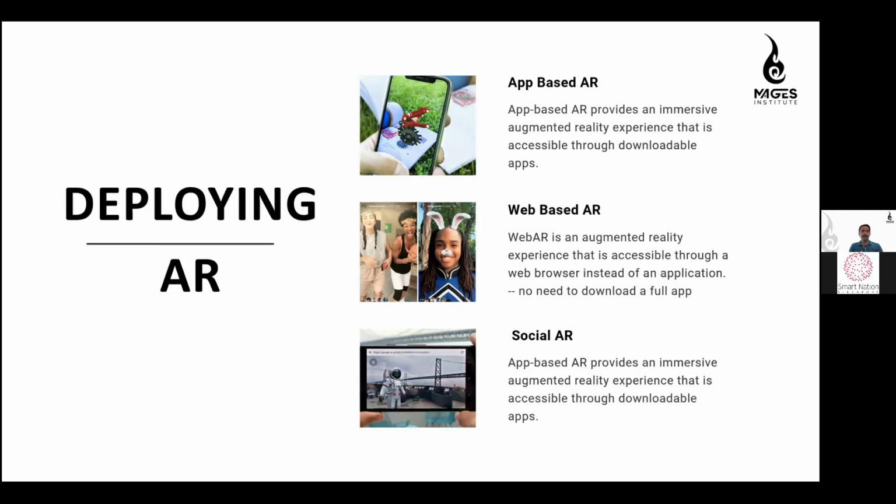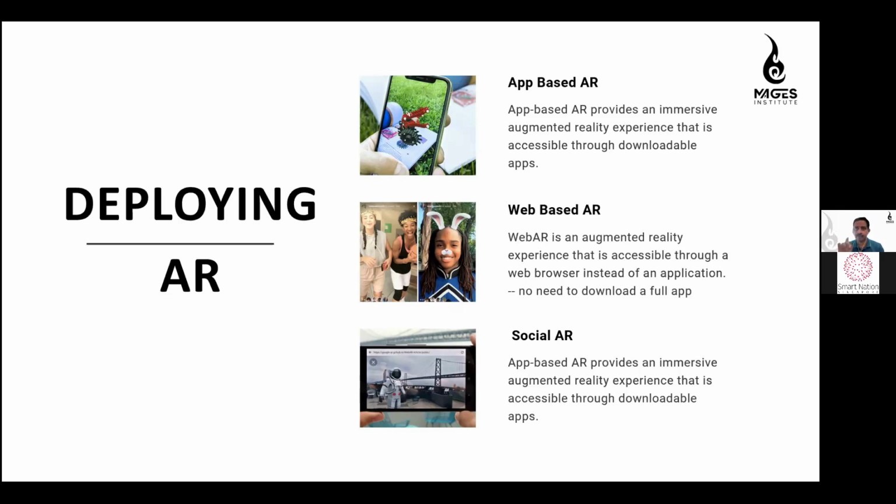App-based AR is basically where the app resides on your phone. It can be an Android phone or an iOS phone. It's residing on the phone. Web-based AR does not reside anywhere; it is actually residing on your browser. You type in the web browser address and you should be able to see the whole application. The third is social AR. It resides on a social media platform like Facebook, Instagram, or Snapchat.